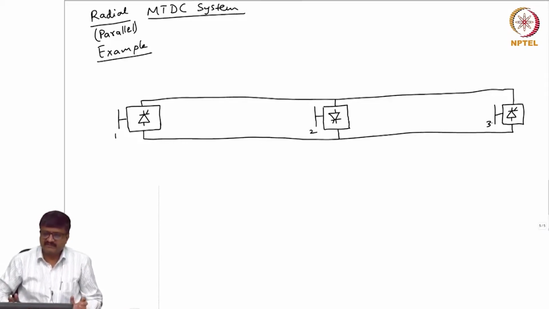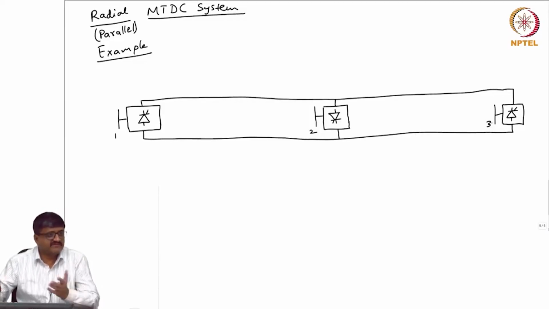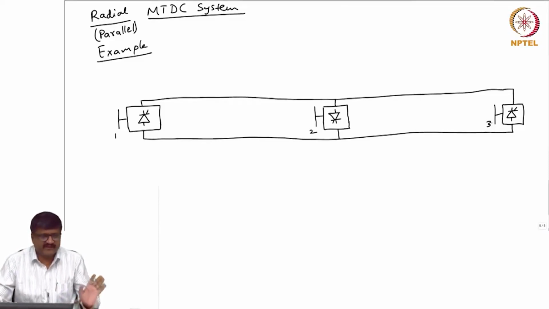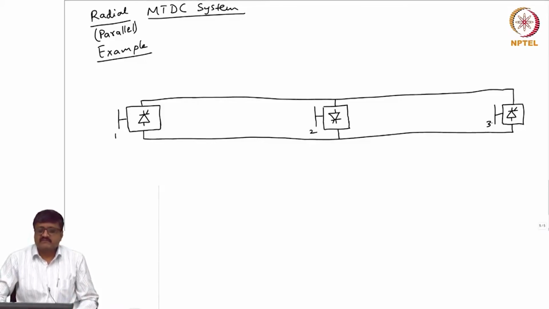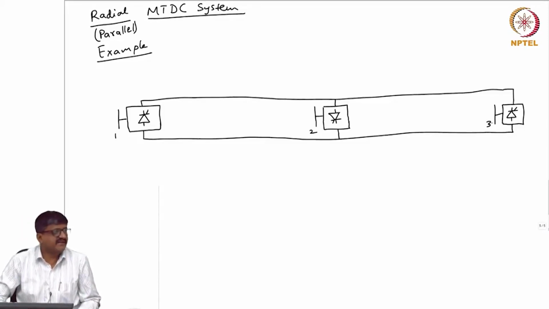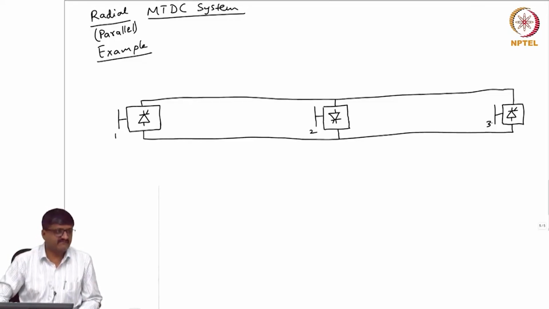Now, this is an example of an MTDC system. Again, please note the distance between 1 and 2 is a few 100 kilometers, distance between 2 and 3 is a few 100 kilometers, and similarly between 1 and 3 is also a few 100 kilometers. So, they are far away. Now, this is a parallel system. So, it may be obvious why it is called parallel, because the DC side terminals are connected in parallel, but it may not be obvious why it is called radial.